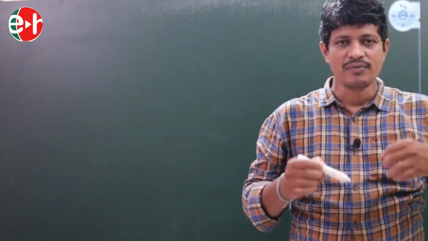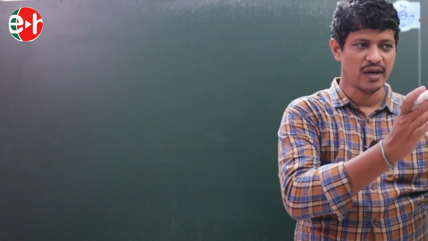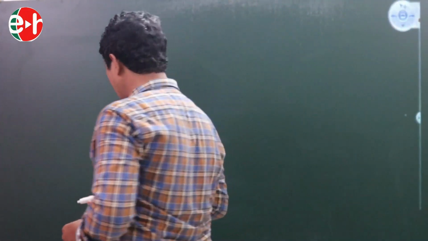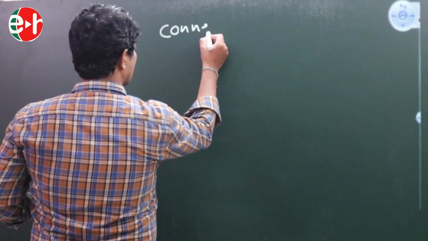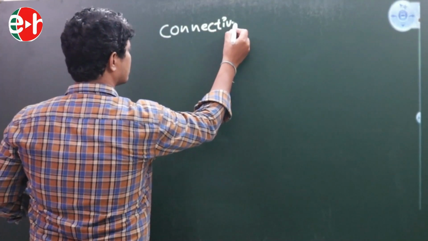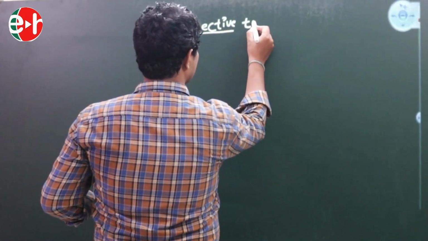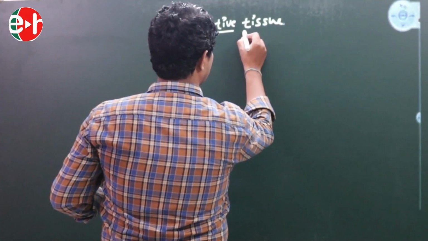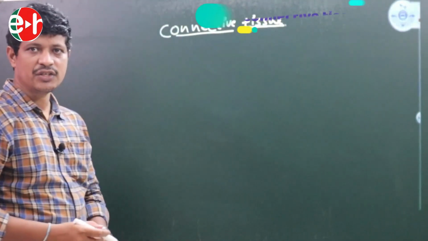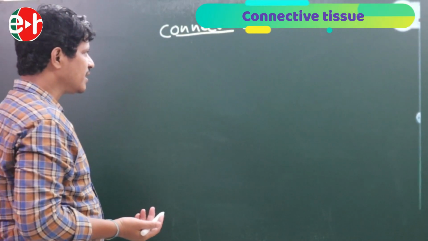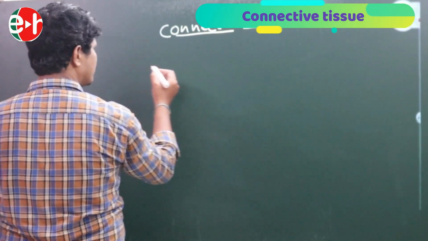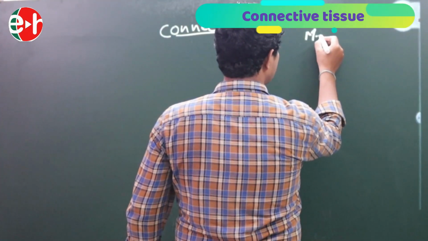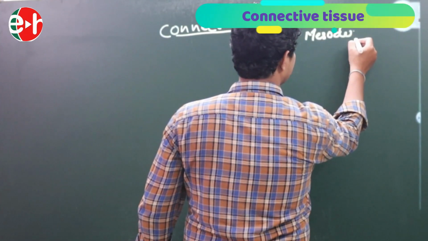Likewise, in our body, some of the tissues connect one tissue with another tissue, that is connective tissue. That is connective tissue. One tissue which connects another tissue is connective tissue. So the connective tissue is of mesodermal origin.